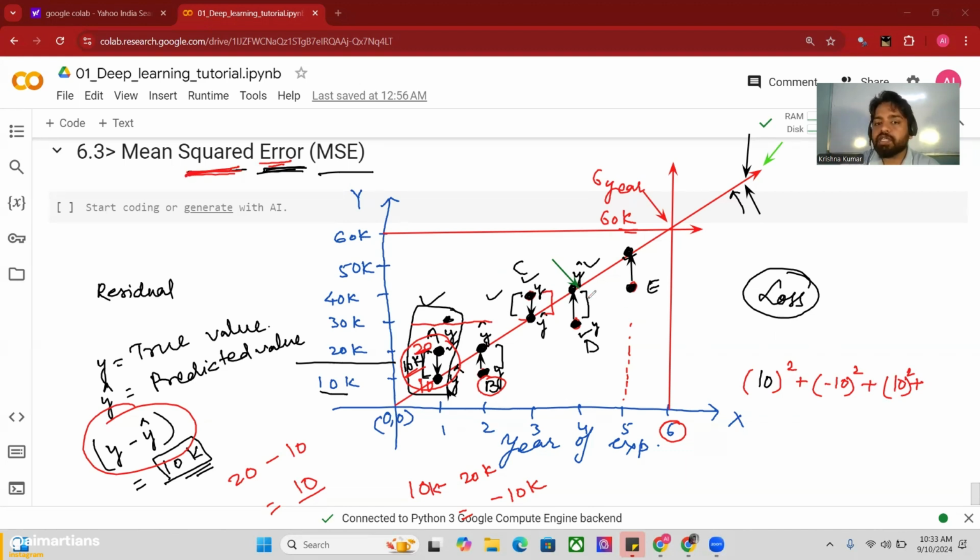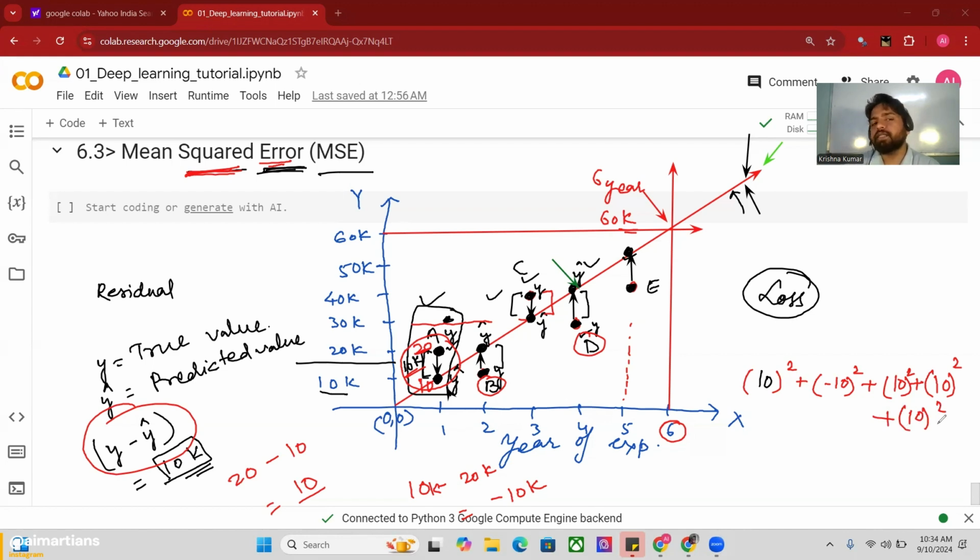So currently D person is getting 30k of salary, but he is eligible to get 40k, but the company is anyhow giving him 30k of salary. So this is also a loss, kind of 10k. Okay, I will square them. And this is person E having 40k of salary right now, but he is eligible for 50k. So again I'm getting a 10k loss.